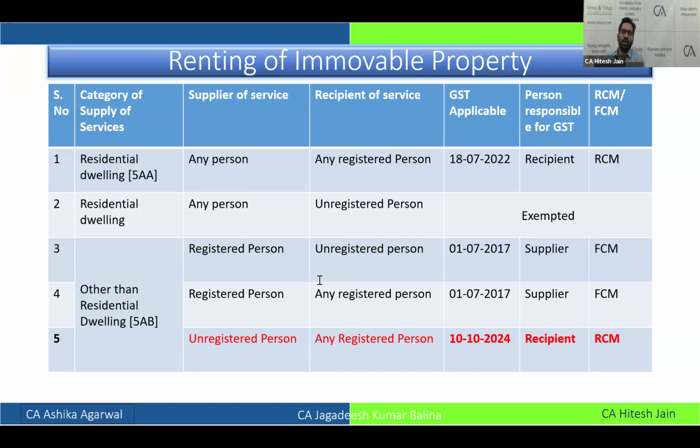Now comes commercial property letting out. If any person who is registered is letting out any commercial property to either a registered person or an unregistered person, the status of the service recipient is not important in this case. Commercial property let out by a registered person, irrespective of whether the service recipient is registered or unregistered, was covered under forward charge from day one since the inception of GST. But renting of commercial property from any unregistered person to a registered recipient was not covered prior to 10th October 2024. This is the latest and most recent amendment whereby the service recipient will be liable to pay taxes under reverse charge on availing services of commercial property letting out.